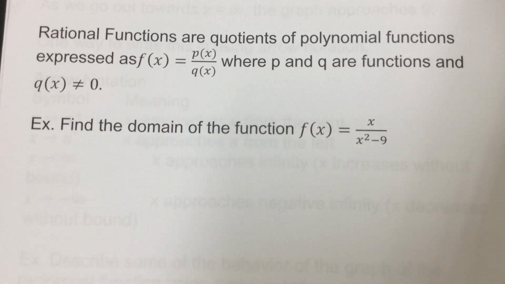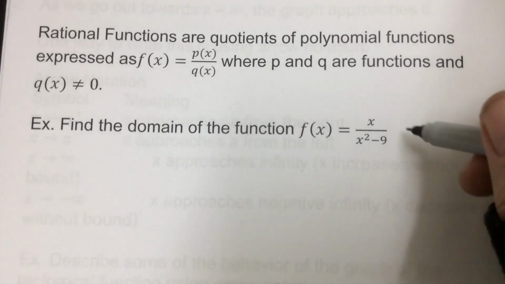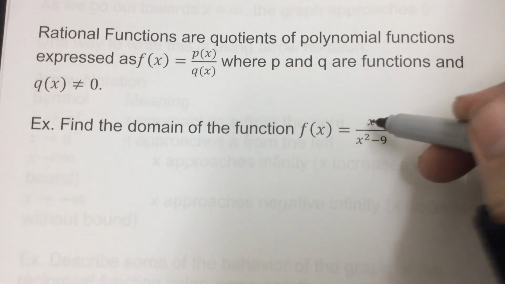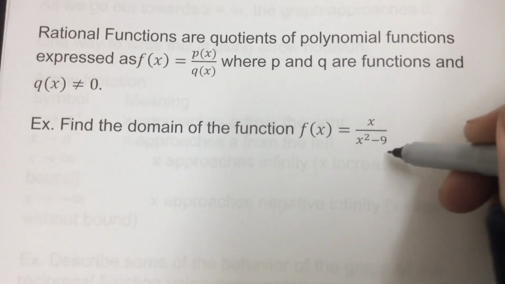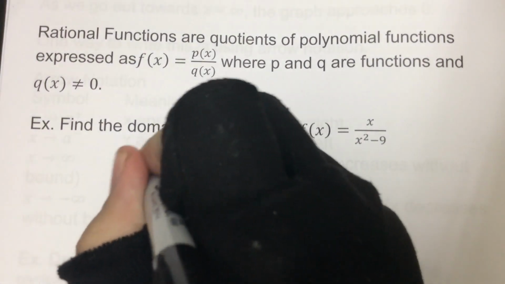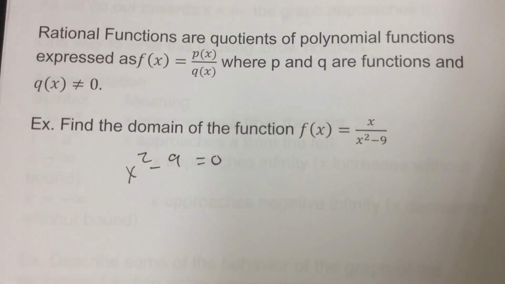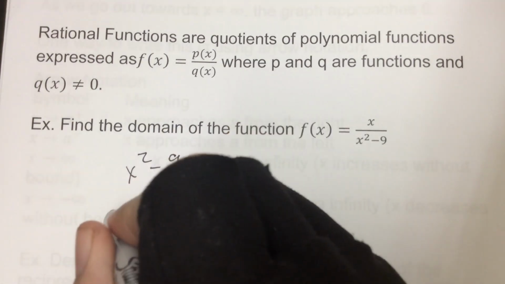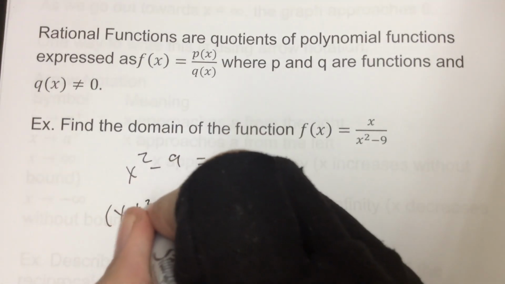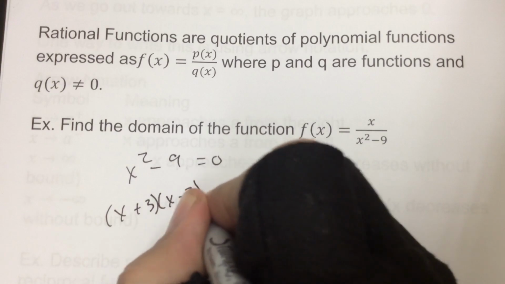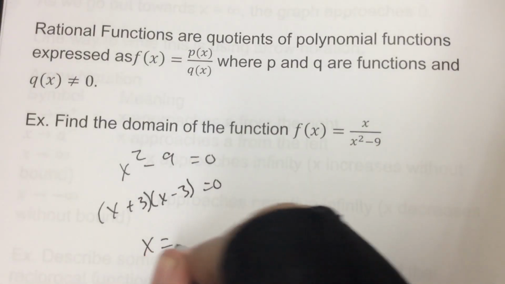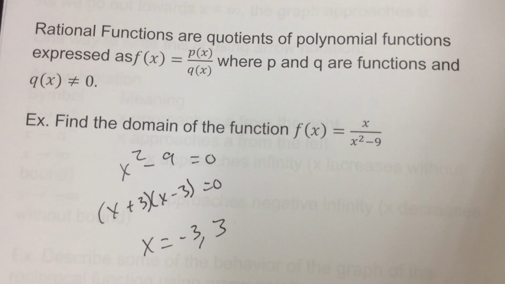But with doing that, we're going to have to find domains of this because we may have to restrict it a little bit. Like here, for the domain, the top doesn't matter because the top can be whatever and the fraction's still fine, but we can't have the bottom be 0. So that's what we're going to do. We're going to set the bottom equal to 0 and solve it out. So this here would factor out to be x plus 3, x minus 3. So in other words, x is going to equal negative 3 and 3. So that's what's going to cause the bottom to be 0. So our domain is going to be everything except those.